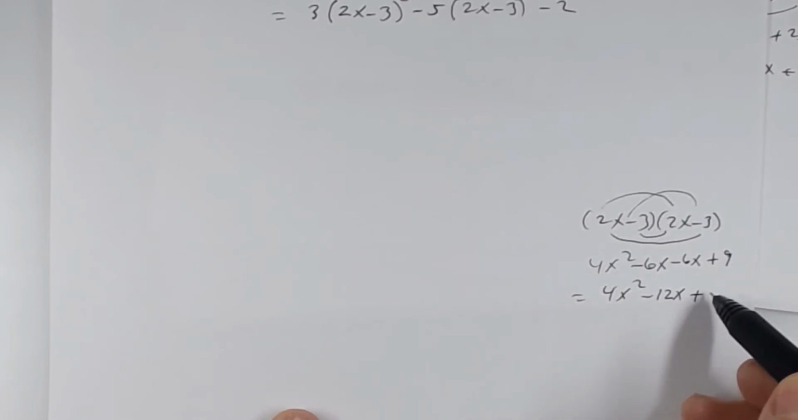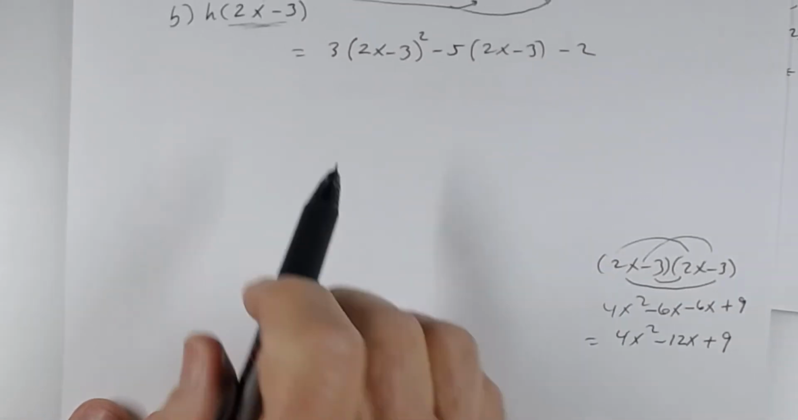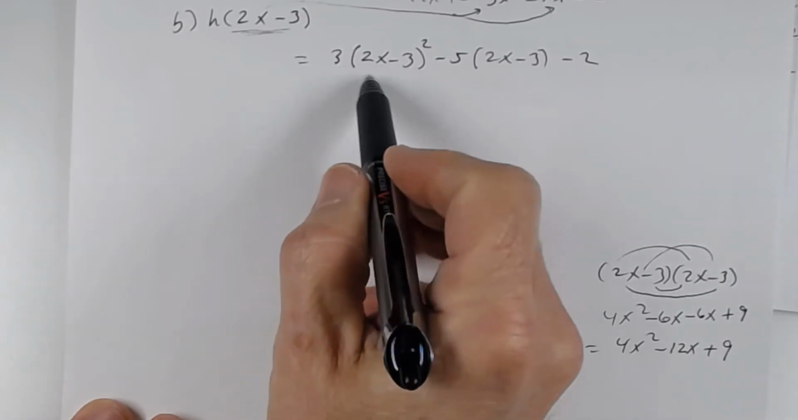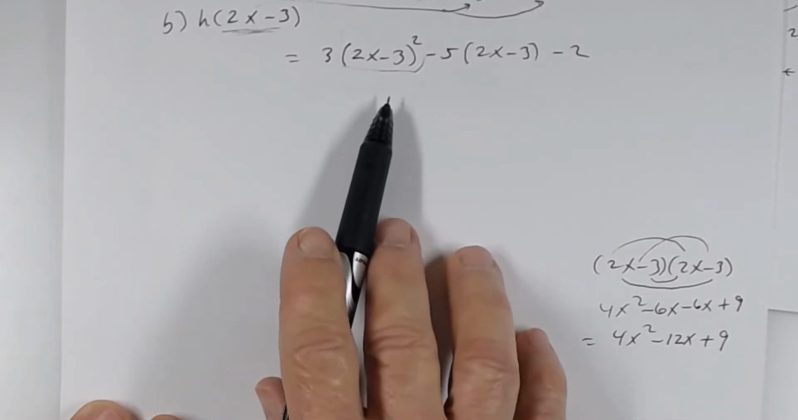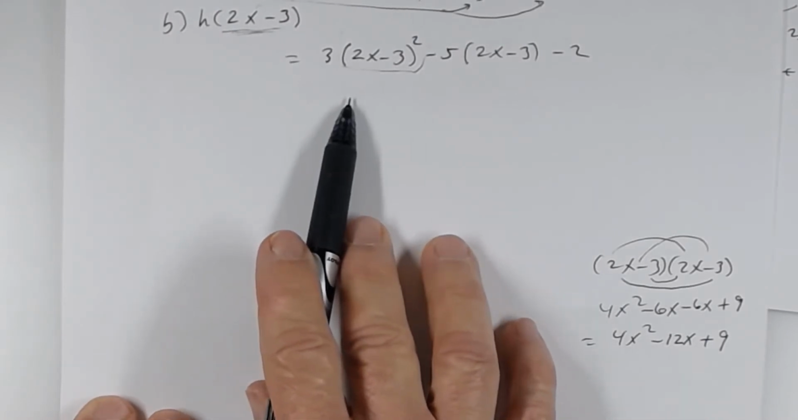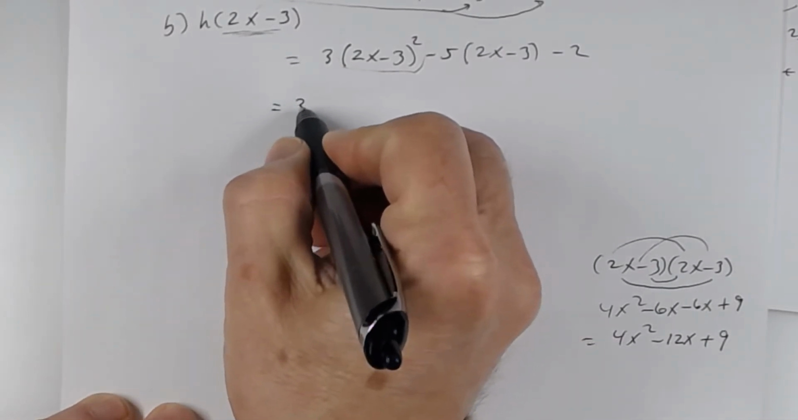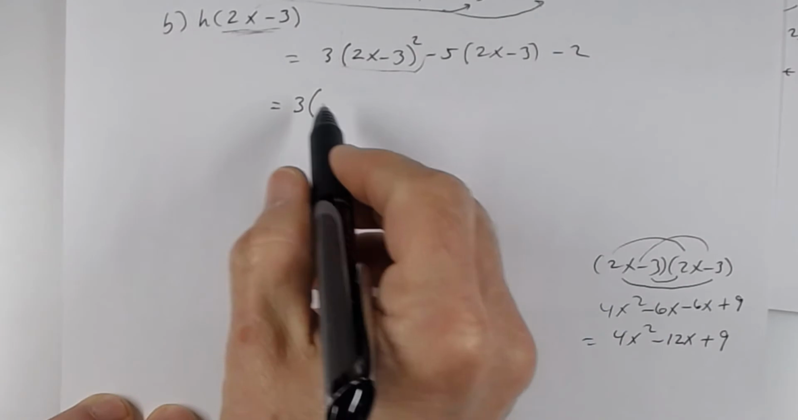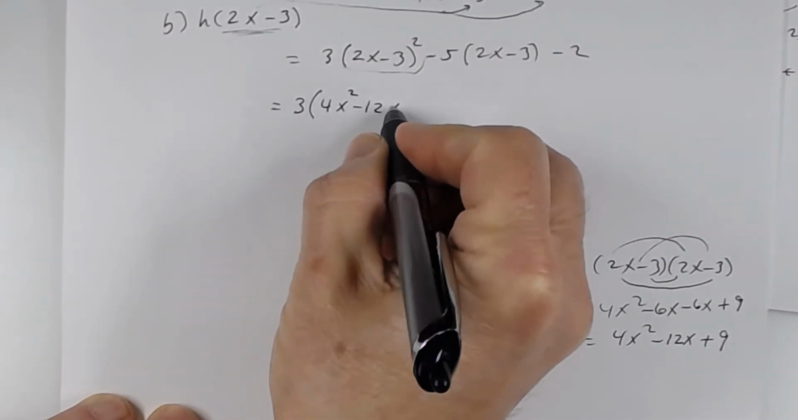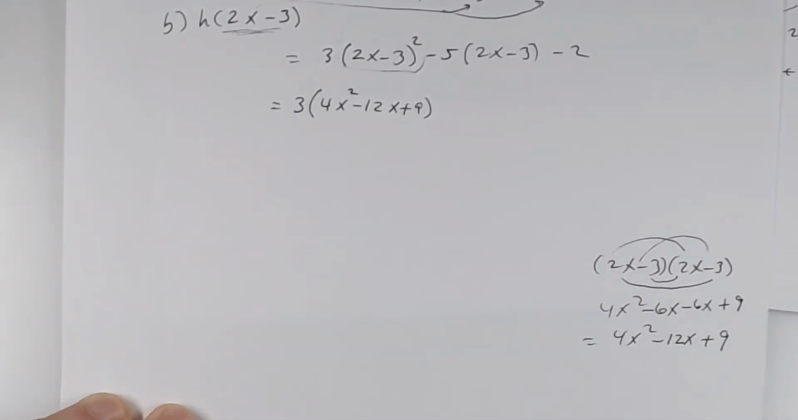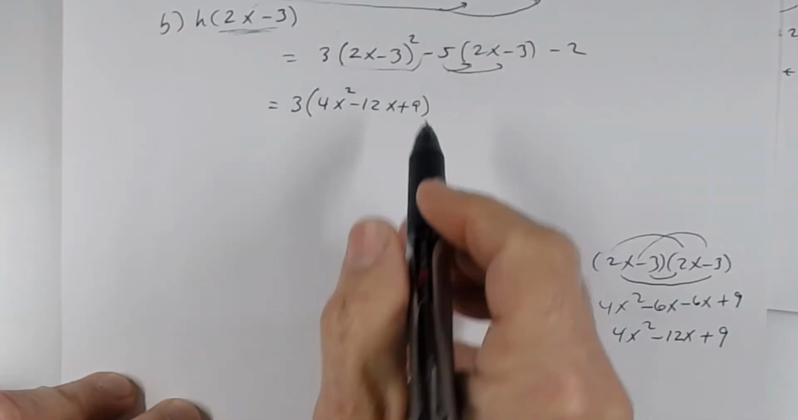When I combine my like terms, I get 4x squared minus 12x plus 9. Now remember, all I found was only this part here, but all of this has to also be multiplied by 3. So now you're going to go right under here and say 3 times in parentheses, and write the trinomial. What's the trinomial? 4x squared minus 12x plus 9. Now at that point, you can go ahead and distribute this. So if I distribute this, what do I get?